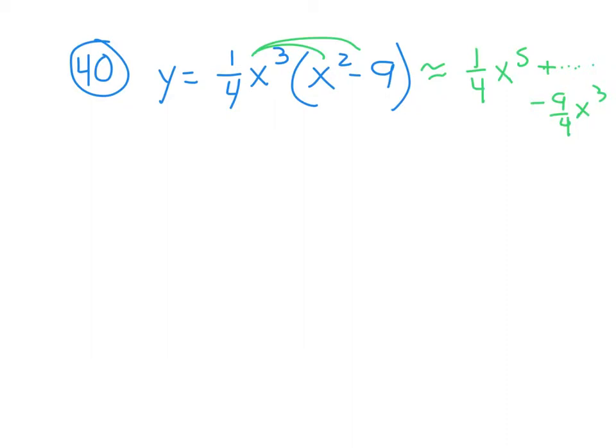Okay, now when it asks for the zeros, which is what A is, algebraically, I would want to make sure this is factored completely. Well, the 1/4 x cubed is your greatest common factor, and then the x squared minus 9 is a quadratic that breaks into x minus 3 and x plus 3.